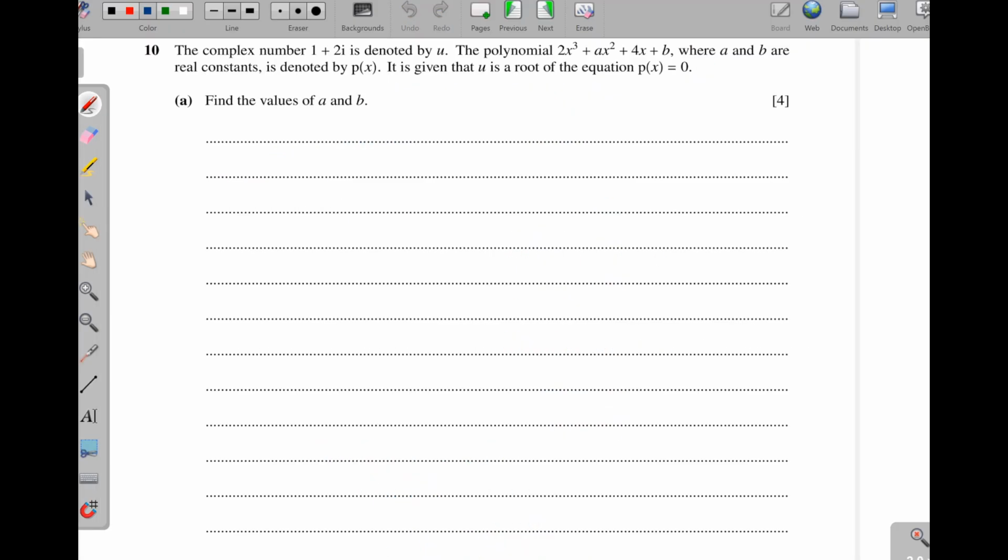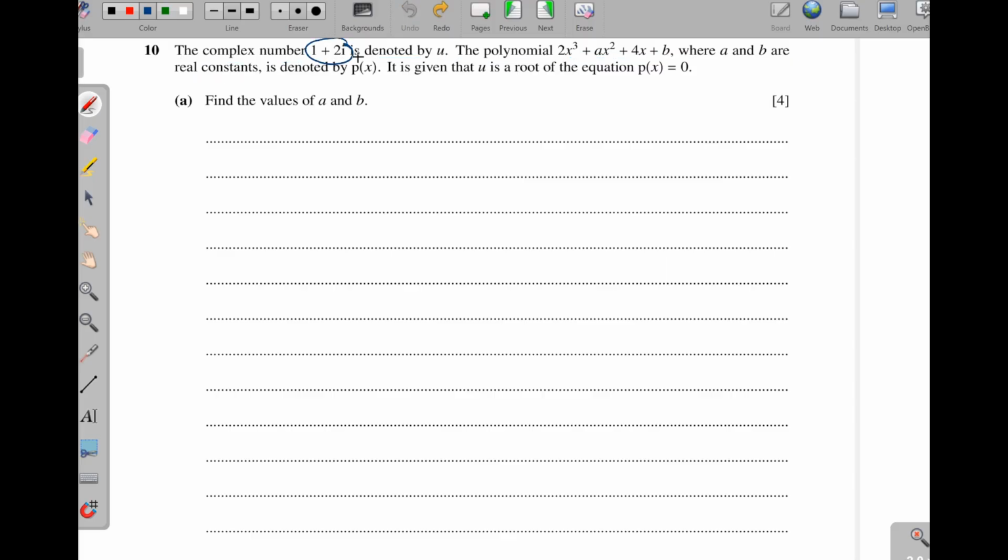Question 10 is coming from polynomials coupled with complex numbers. The complex number 1 plus 2i is denoted by u. The polynomial 2x cubed plus ax squared plus 4x plus b, where a and b are real constants, is denoted by p of x. It is given that u is a root of the equation p of x equals 0. Part a: find the values of a and b.